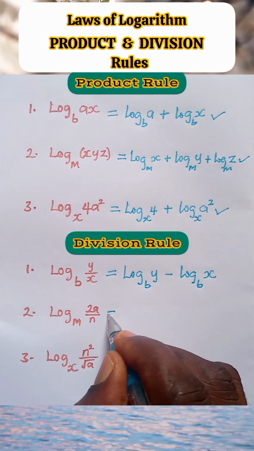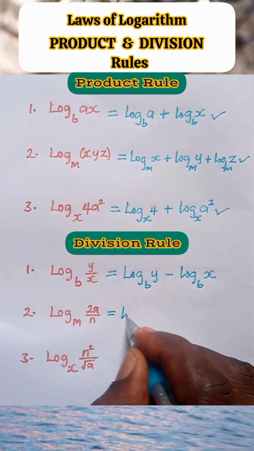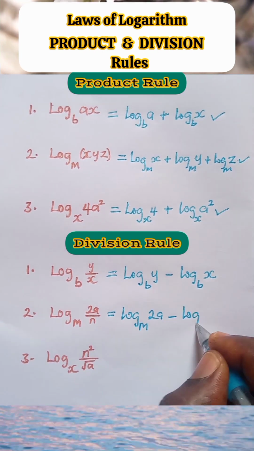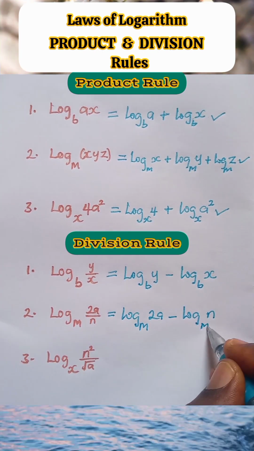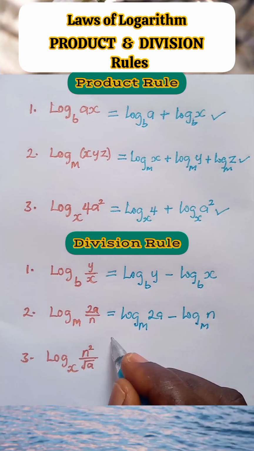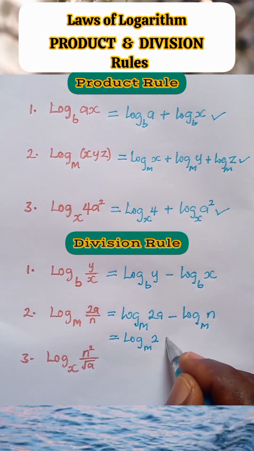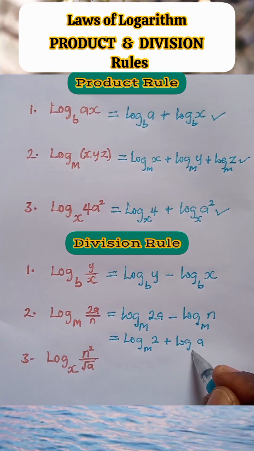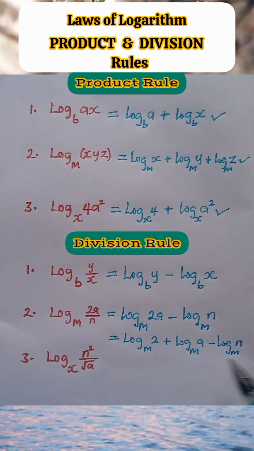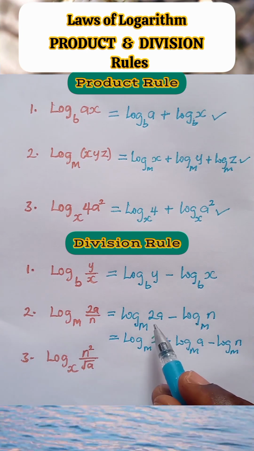Look at this next question. We have log 2a divided by n to base m. This will become log 2a to base m minus log n to base m. Then looking at this closely, 2 and a are related by multiplication. So we can further expand by saying log 2 to base m plus log a to base m, then minus log n to base m. We use plus in separating these two because they are related by multiplication, as we have seen earlier in the multiplication law.